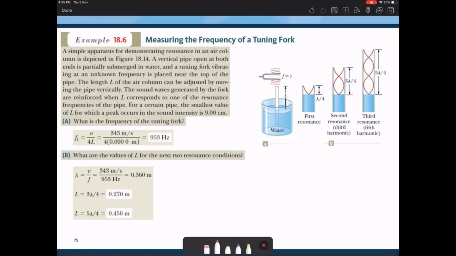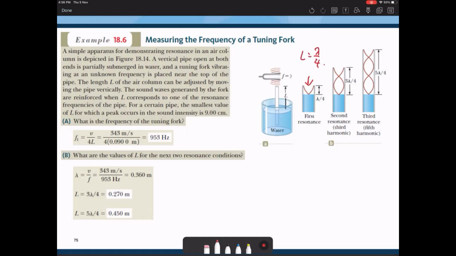So when you change the length of the air column, what you are changing is the mode of standing wave. The frequency is still the same. Wavelength is the same, but the mode of standing wave is different when you change the air column. So how does it work? When the length of the air column is very short, at the first resonance, you will support the first harmonic. So that is the case. L is equal to lambda over 4.